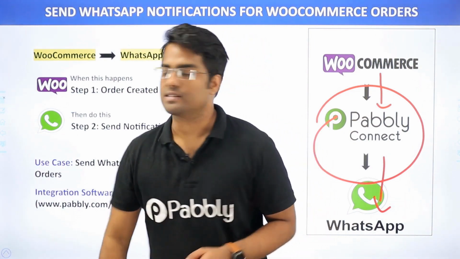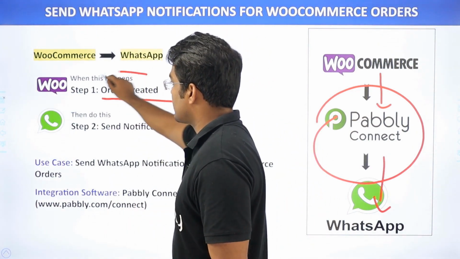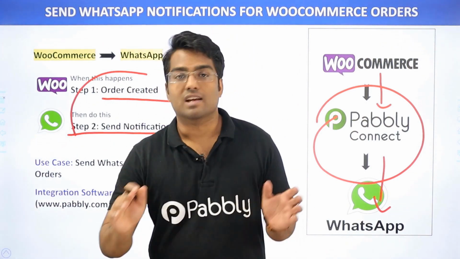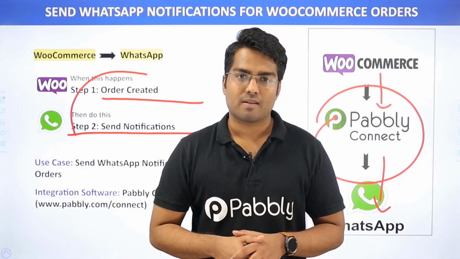So what Pabbly Connect does is, when an order is created in WooCommerce, it sends this data to WhatsApp so that it can send a notification. Now this little integration can be done very easily, and let me just show you on my screen.